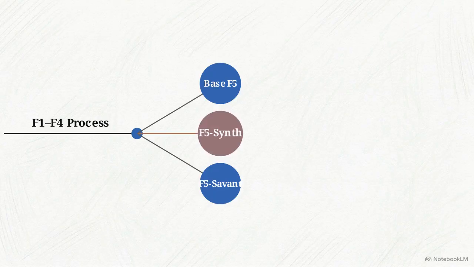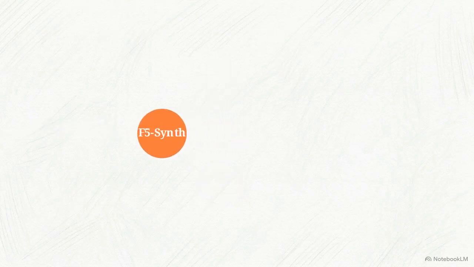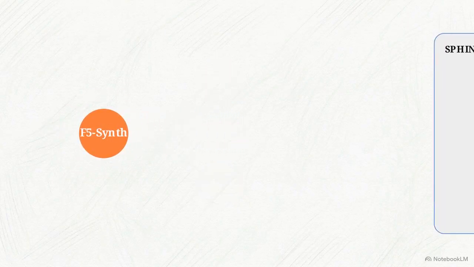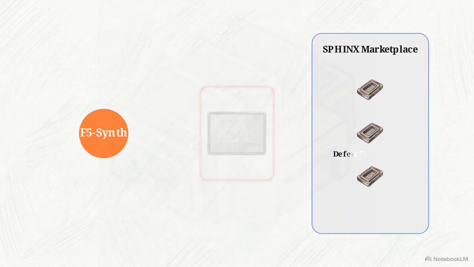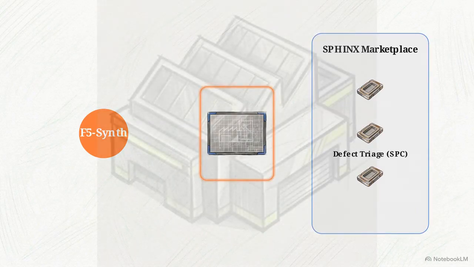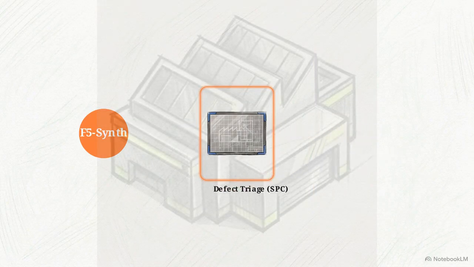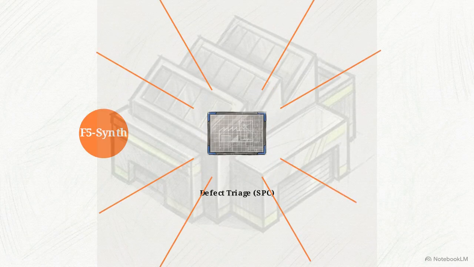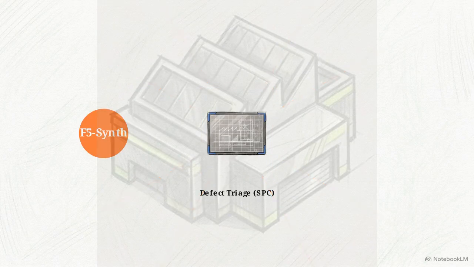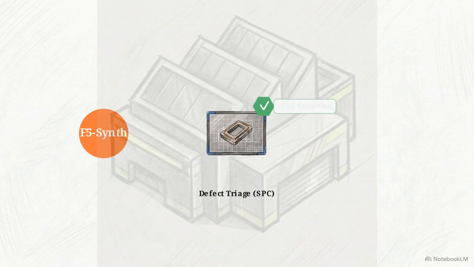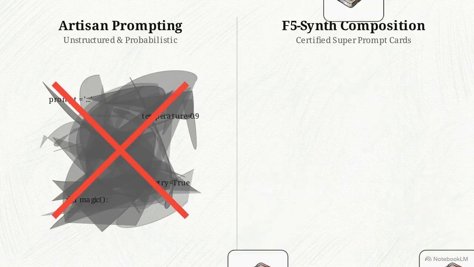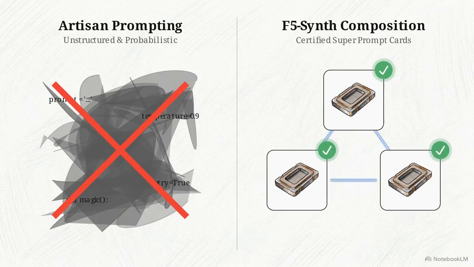At step F5, the system architecture forks into 3 pathways: base F5, F5 Synth, and F5 Savant. F5 Synth lets you compose blueprints using pre-certified pieces. Watch as a defect triage agent is pulled from the marketplace directly into our build. Purchasing this asset from the Sphinx marketplace seamlessly synthesizes its certified logic into the live session. F5 Synth shifts the developer's role to composing verified, enterprise-grade capabilities.